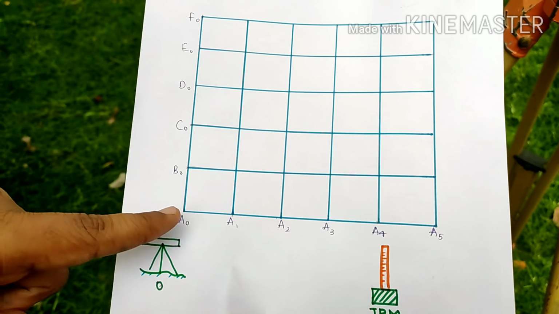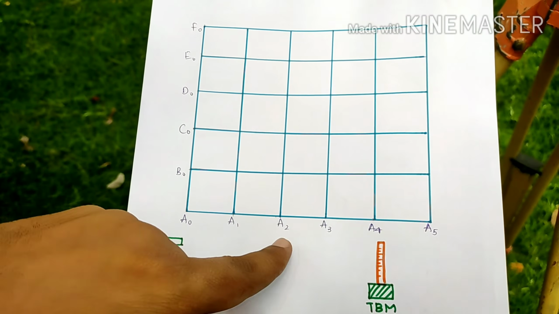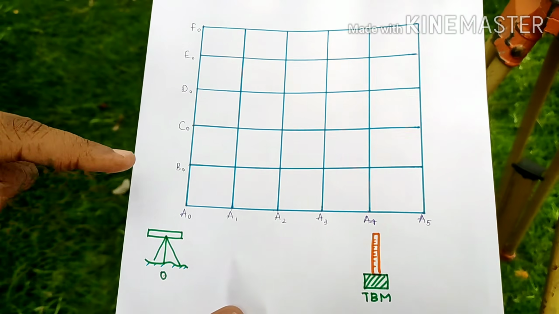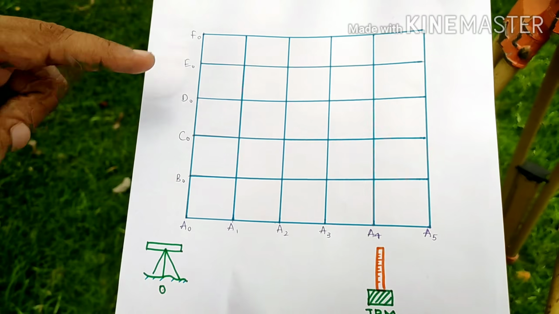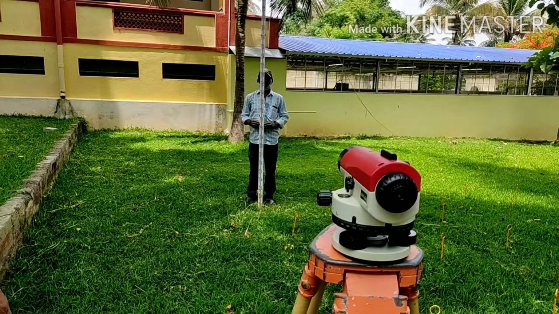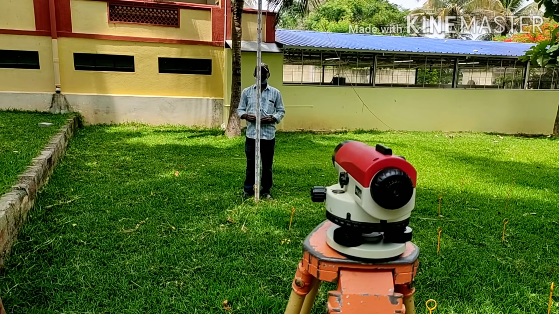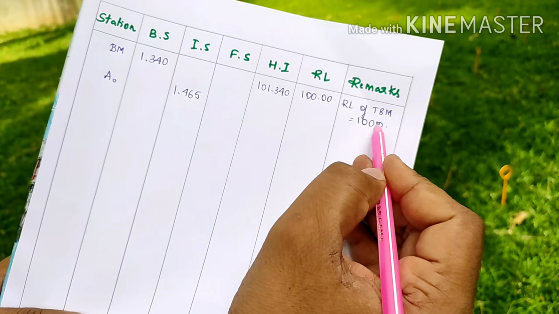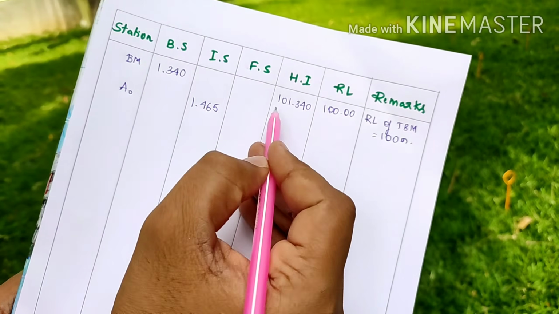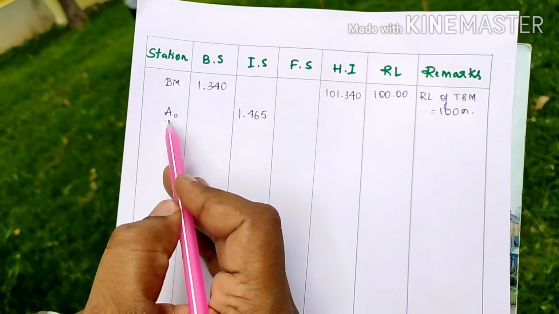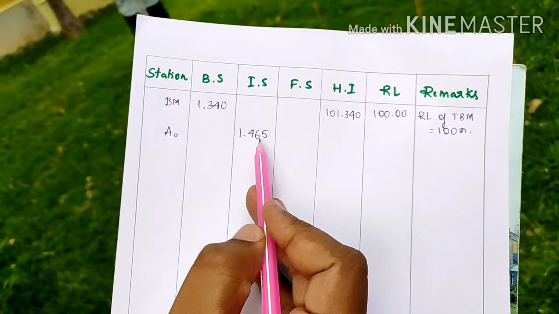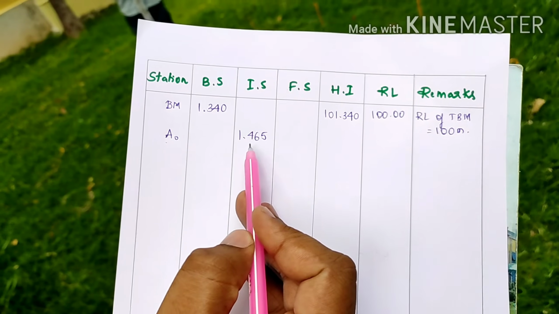We have given the notation for the blocks as A0, A1, A2, A3, A4 and A5. Similarly for B0, C0, D0, E0 and F0. First hold the leveling staff on A0. Considering the RL of the temporary benchmark, that is 100 meter, calculate the height of the instrument, that is 101.340 meter. Enter the reading at A0, that is 1.465 meter, as intermediate sight.